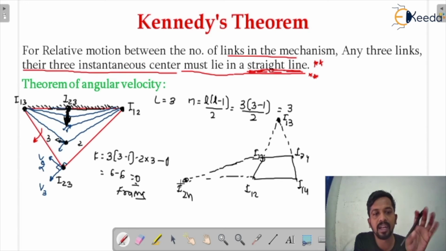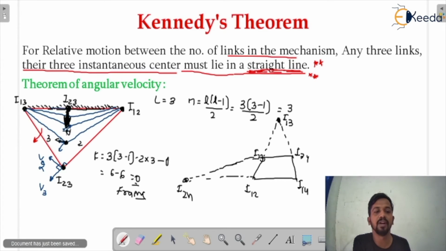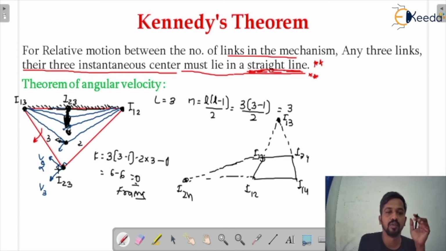In that case, relative motion is possible. If the three instantaneous centers are not lying in a straight line, no relative motion is possible. So in order to find the direction of the velocity, we have seen that in that case velocity will be in one direction only. In any other case, velocity at a point in two directions is not possible. So that is what Kennedy's theorem says.